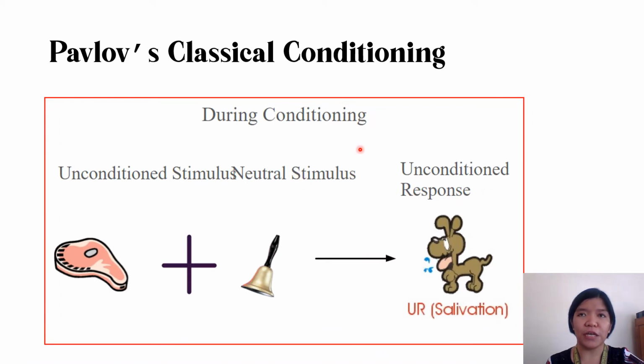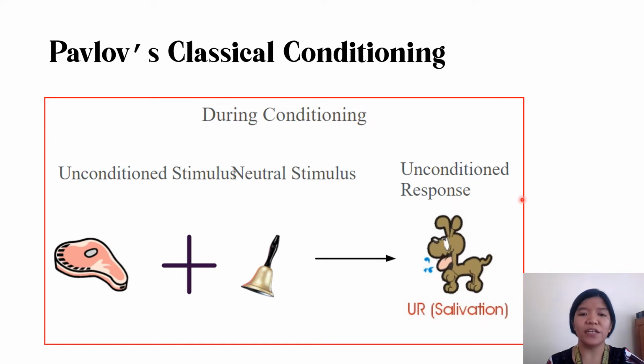Now during conditioning, the unconditioned stimulus is added to the neutral stimulus, meaning when the meat is presented, the bell is rung before it is presented to the dog, and it is repeated. When the meat is presented, the bell is rung. So the dog produces the unconditioned response, which is salivation. Second, when the bell rings, the dog is conditioned that the meat will follow.